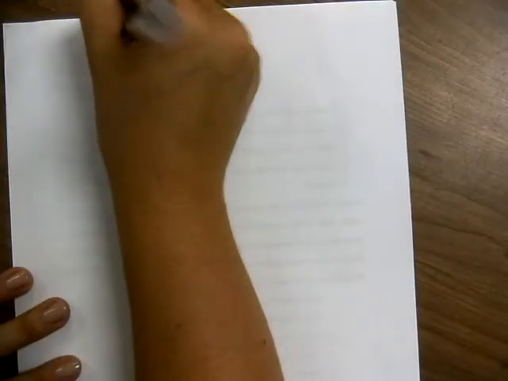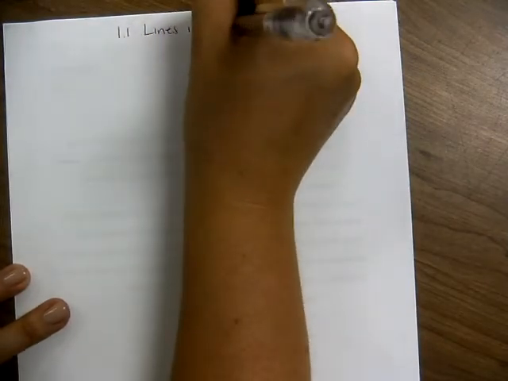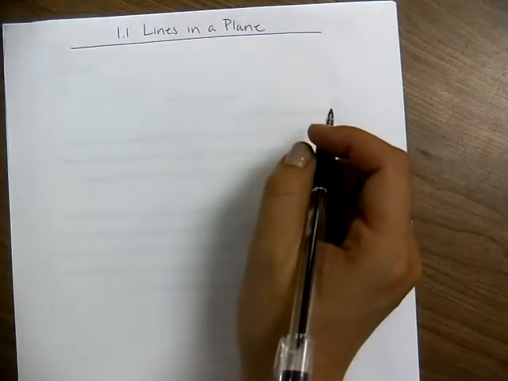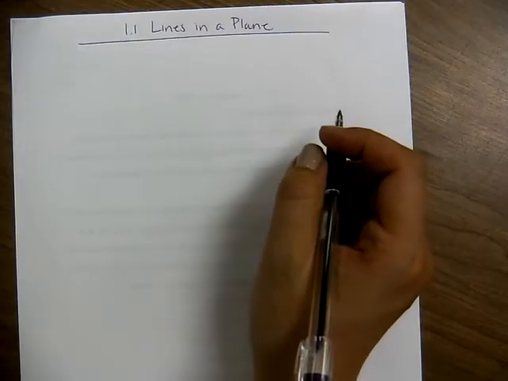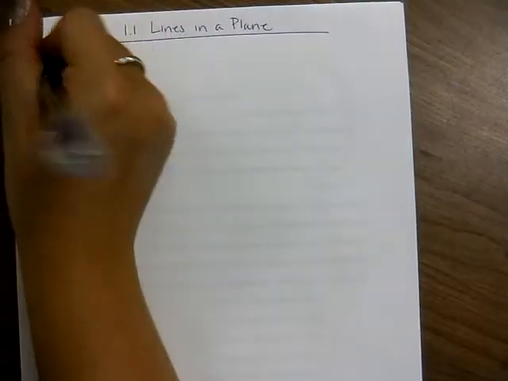Okay, so this is going to be the first section in Chapter 1, 1.1, Lines in a Plane. Alright, so the first thing we're going to talk about is something that you've been hearing about since 7th, 8th grade: slope.